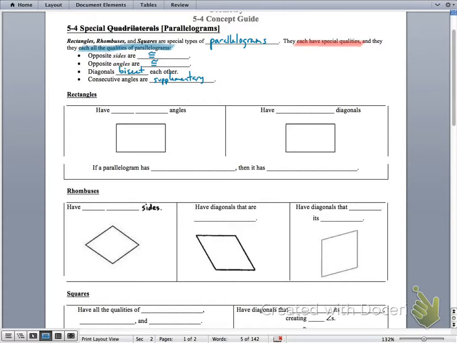Now, rectangles. You've known about rectangles for a really long time. You know that rectangles have 4 right angles. Yeah, they still do. But that's what makes a rectangle a special parallelogram. It's the only type of parallelogram that has right angles. Also, you may already have known this, but rectangles also have congruent diagonals.